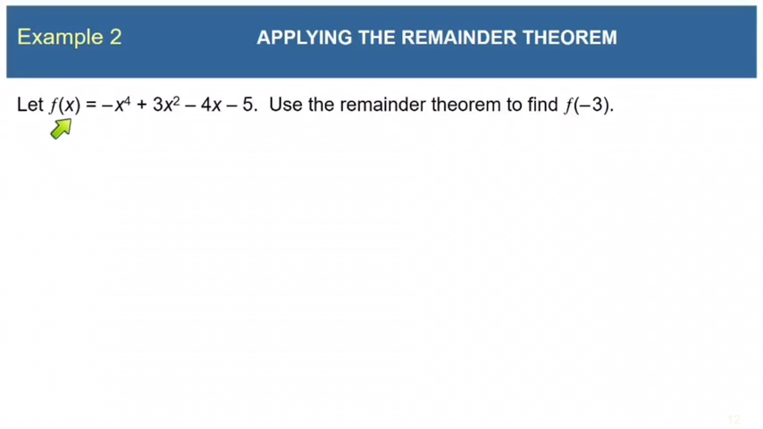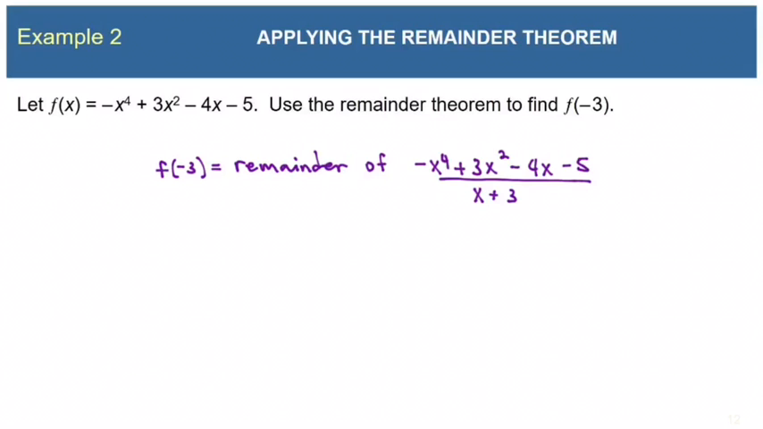This says let f of x equal negative x to the fourth plus 3x squared minus 4x minus 5. Use the remainder theorem to find f of negative 3. Okay, we know we could find f of negative 3 by plugging in negative 3 here, but that wouldn't be using the remainder theorem. The remainder theorem says that f of negative 3 will be the remainder of our function divided by x minus negative 3, which actually ends up looking like x plus 3. Okay, so let's try it out.